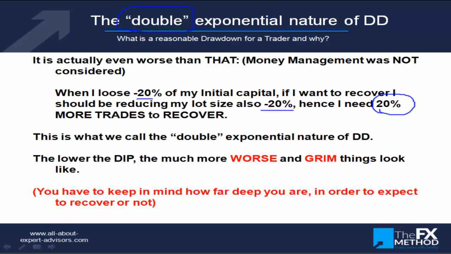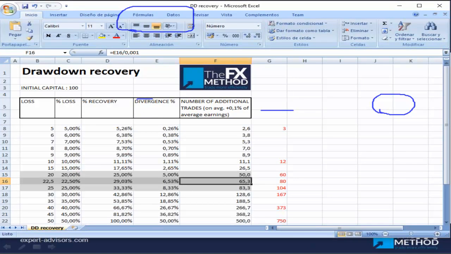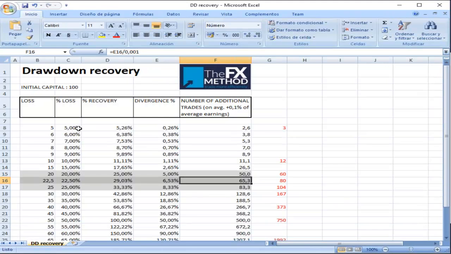So here are the figures. Here are the real figures. On the right column here, in red, you will understand that if we consider money management, the thing looks even more grim. When you lose 5%, it makes no difference. You need only 3 trades. Losing a 5% is nothing. It's really no problem. Also in institutional trading, not a problem. Even losing a 10% is doable. It's just only 12 trades more.